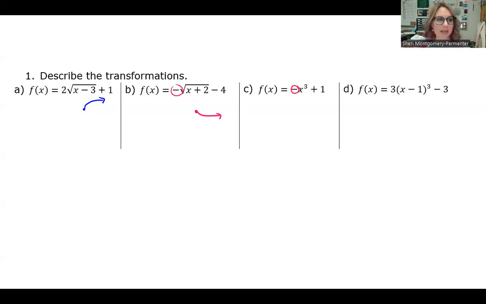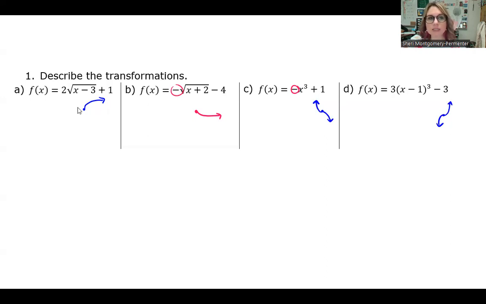The next one is a negative cubic. So instead of pointing up at the end, you point down. The last one is positive, so it's going to face up. So that is certainly a way that you can start describing transformations, is by just identifying that shape. You're either a cubic or you're a square root. Now we can go through and we can look at other things.